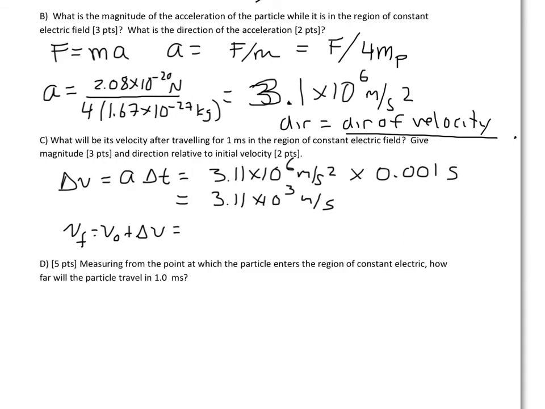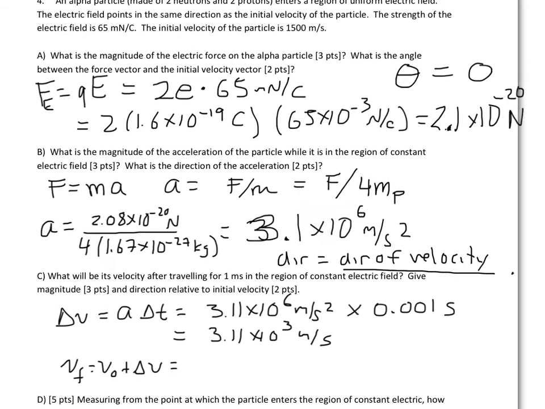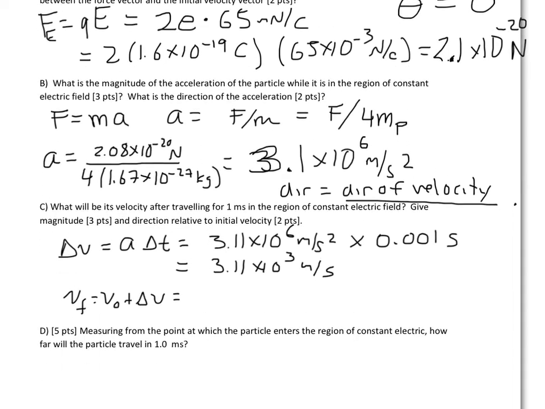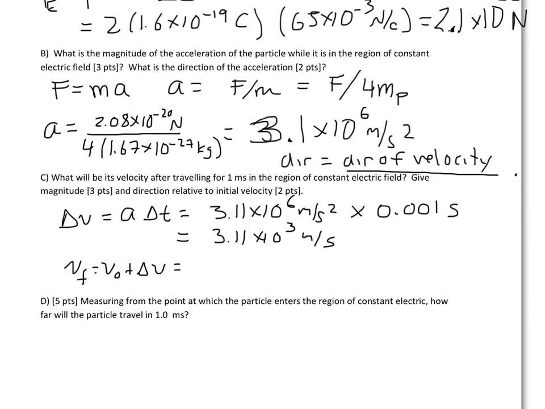The initial velocity, which I forgot, let's go back up here and look at what it is. The initial velocity here is 1,500 meters per second, right? So we can put that in. 1,500 meters per second plus this guy, which is 3,110 meters per second, gives 4,600 meters per second. That's its final speed.